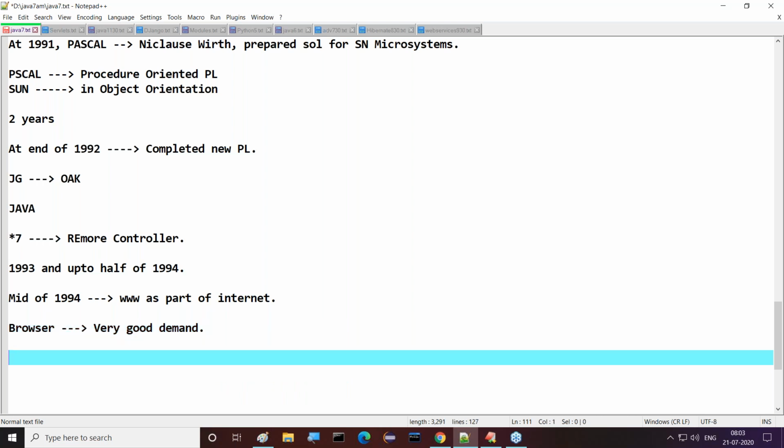Observe this clearly. Sun Microsystems was thinking about it. In the mid of 1994, there was a browser getting very good demand outside. That browser name is which one? Mosaic. Mosaic is a browser. This Mosaic browser was provided by which person? Mark Anderson. Who implemented this Mosaic browser? Mark Anderson.